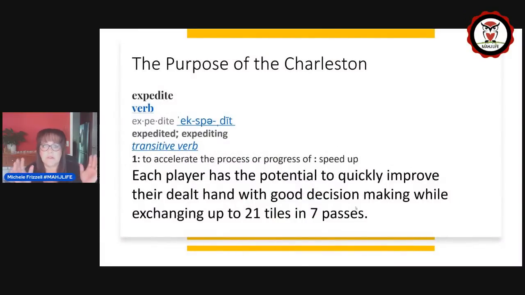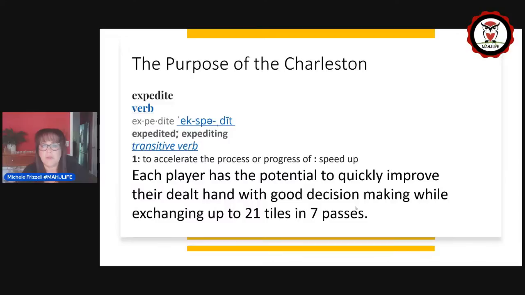The first thing that I want to share is the purpose of the Charleston. This is kind of the pre-game, if you will, because technically the game doesn't start until East discards. So the Charleston is a way for players to quickly improve their dealt hand, potentially, because it's going to require good decision making while exchanging up to 21 tiles in 7 passes. And if this is done right, you can expedite hand development.